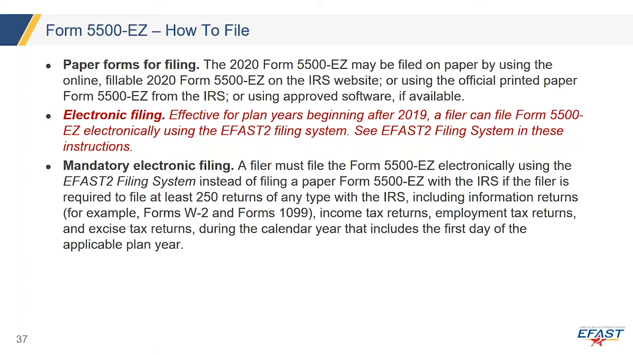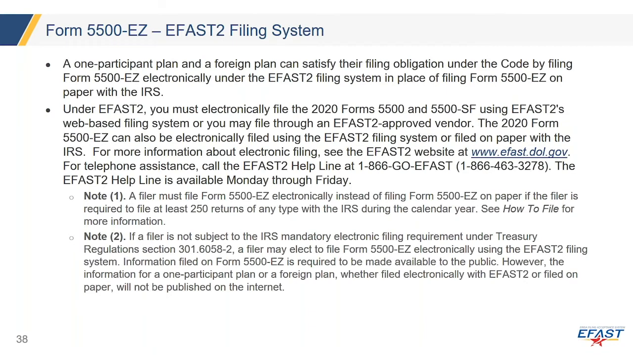So for how to file, you can file on paper or file electronically. Even if you are not subject to mandatory e-filing, you can still file electronically through the EFAST2 system. The next slide is for the EFAST2 filing system, but I will not discuss that, since we already discussed it a lot.